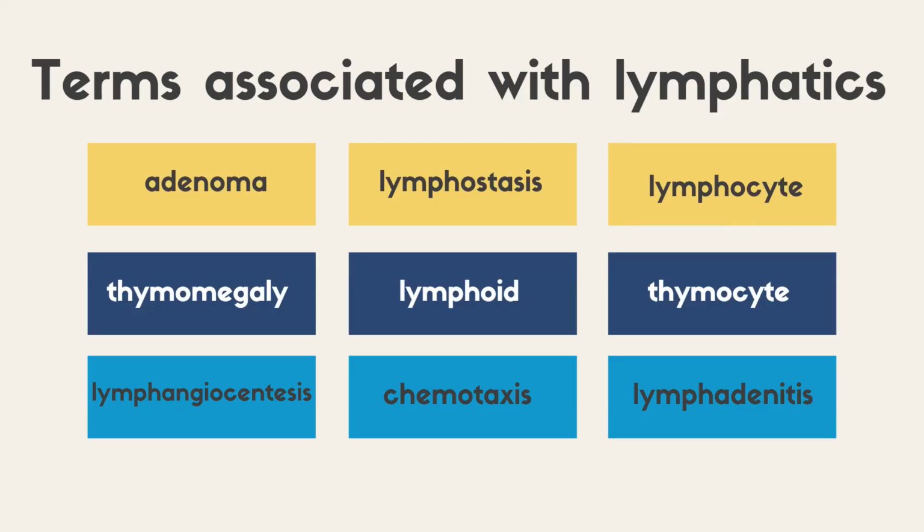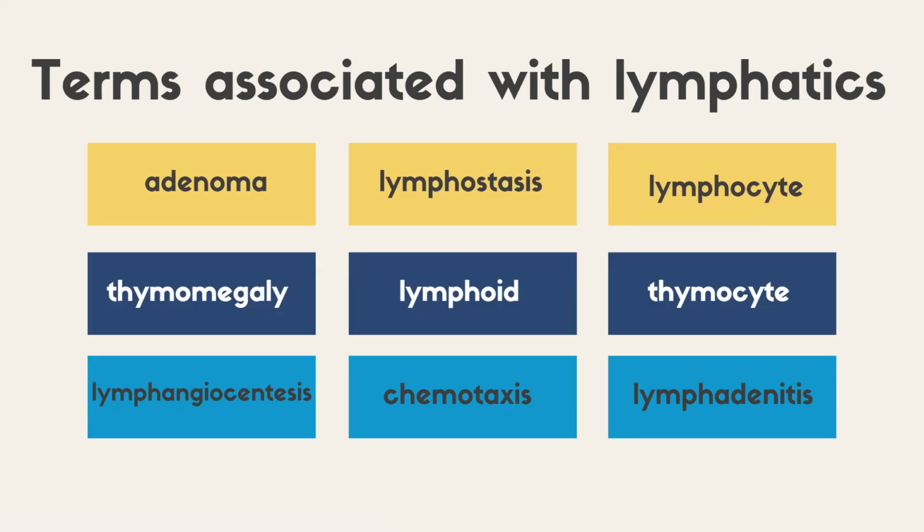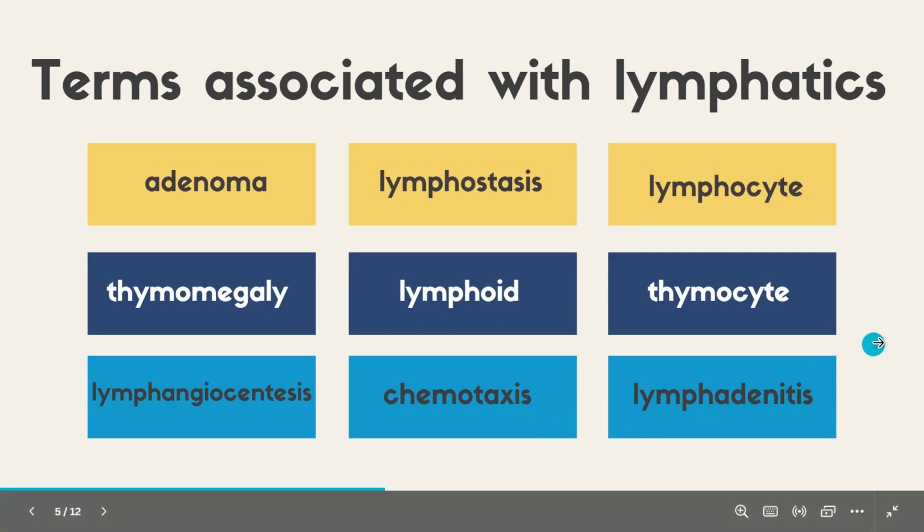Chemotaxis. So this is going to be the term we use. Chem is chemical, taxis is movement. So this is going to be the term we use for the movement of white blood cells. So white blood cells, some of them, when they're activated, they release chemicals that attract other white blood cells. The movement of those white blood cells to that chemical attraction is known as chemotaxis.